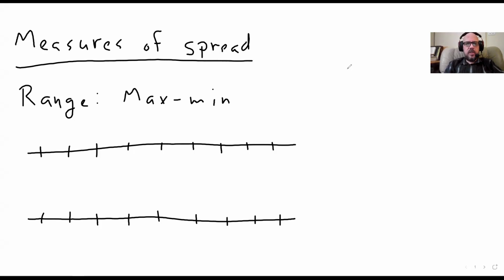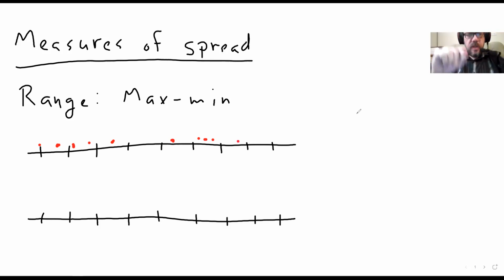So the easiest measure of spread. I'm going to make a few of these here. I want to make some data. Here I've got a couple of scales. Let's say I have some data that's like here and here and here, here. All right, so I've got some reasonably spaced data. Cluster up a little bit over there.